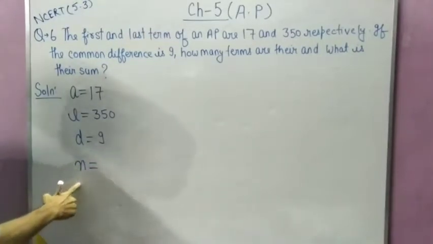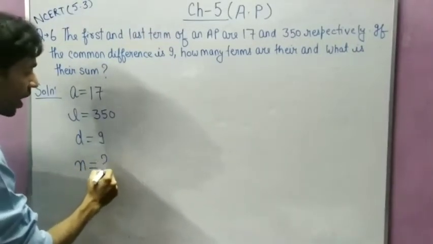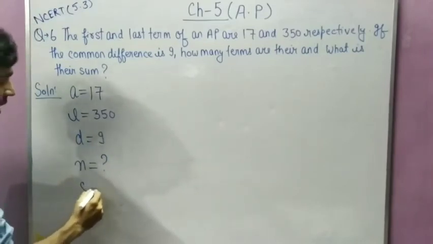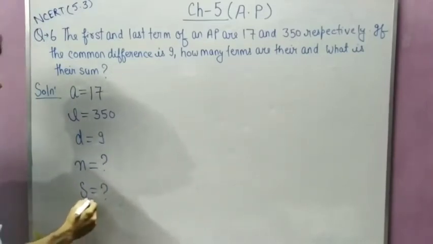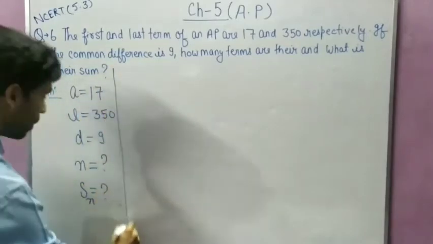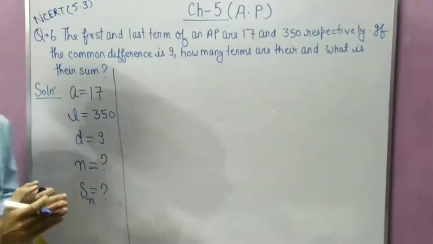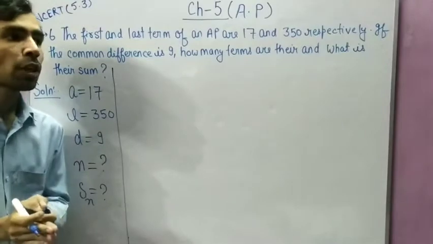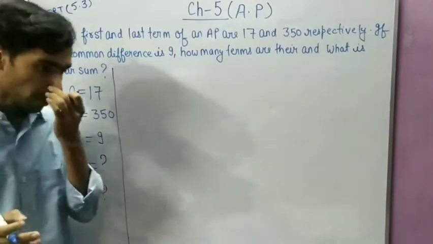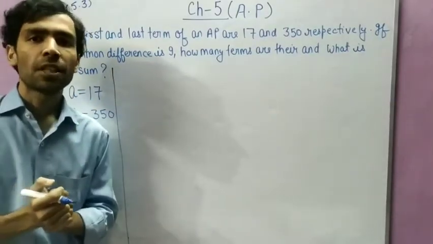Number of terms is represented by small n. So this we have to calculate, and we have to calculate their sum, it means Sn. Now first we will calculate the number of terms. So the number of terms can be calculated by the formula of the nth term or the last term.